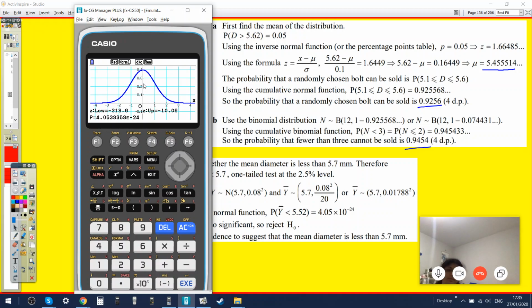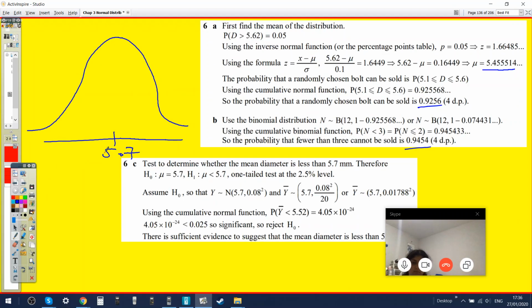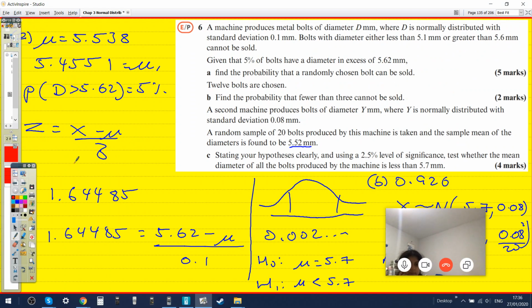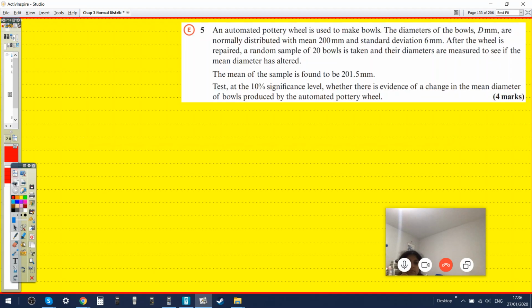It doesn't help that it's giving me the Z values. So if I was to shade it, we're saying the mean is 5.7. They took a sample and got a mean of 5.52. My drawing is definitely not to scale. We are asking, what is the probability that if you were to take a random sample, you would get this as the new mean? This amount in here is so tiny, and because of that we are rejecting the null hypothesis. It's normally distributed, and we're just asking what is the probability that in our sample we got a different mean.